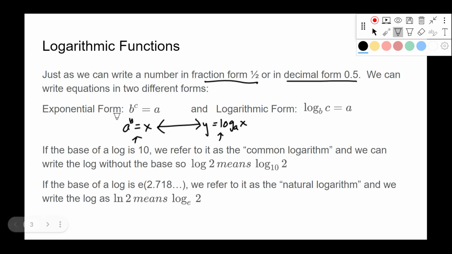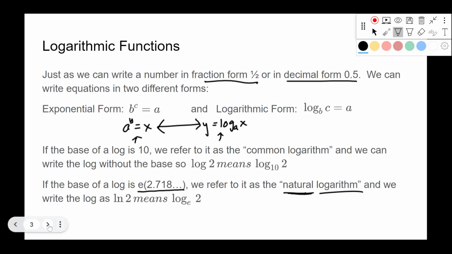All right, and now we have a couple of special logs. If the base of a log is 10, so if a is 10, we refer to it as the common log, and we can write the log without the base. So log of 2 just means log of 2 with base 10. If the base of the log is e, that number 2.718 that appears in applications all the time, we call it the natural logarithm. And we write the log as ln 2, which means log of 2 with base e. We call it the natural logarithm because it's the easiest one to work with in calculus. It's the easiest of the logs to work with.